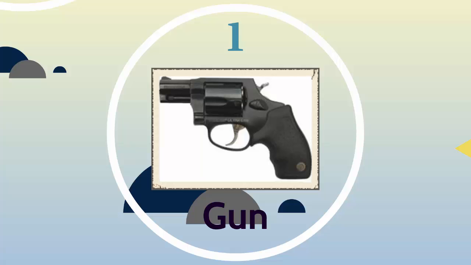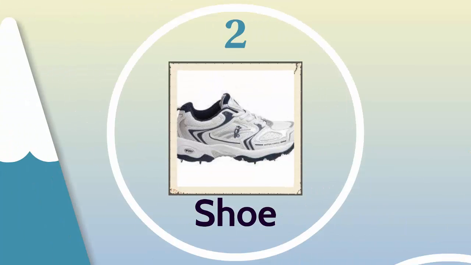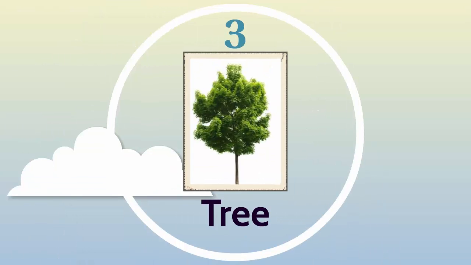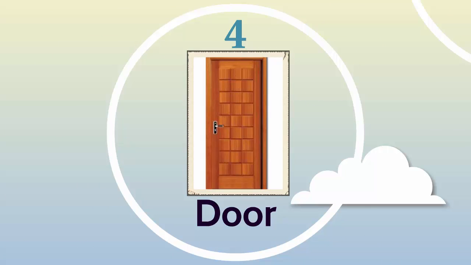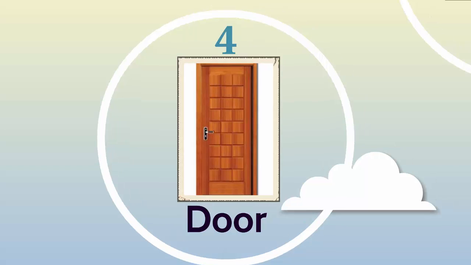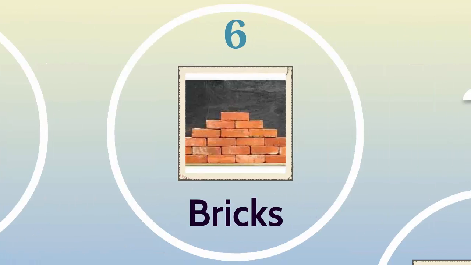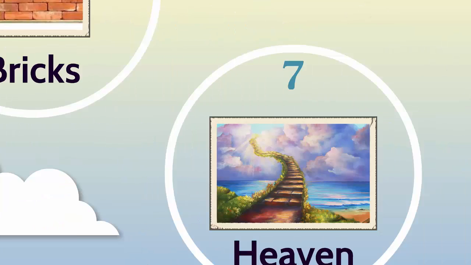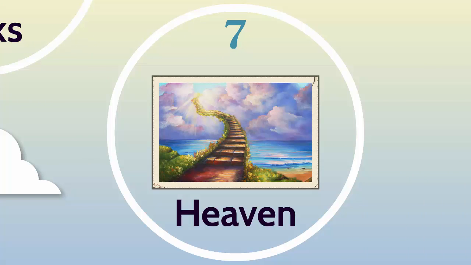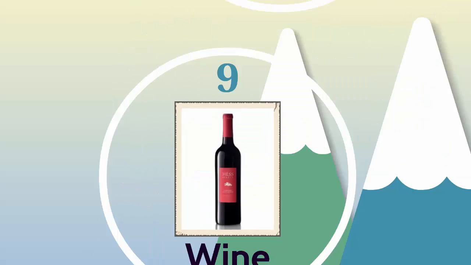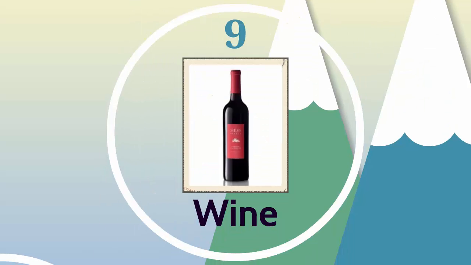So now it's your turn. Let's see if you can recall. 1 is gun and 2 is, 3 is, that's right, tree. 4 is door. 5 is drive. 6 is bricks. 7 is heaven. 8 is weight. 9 wine, and 10 pen.